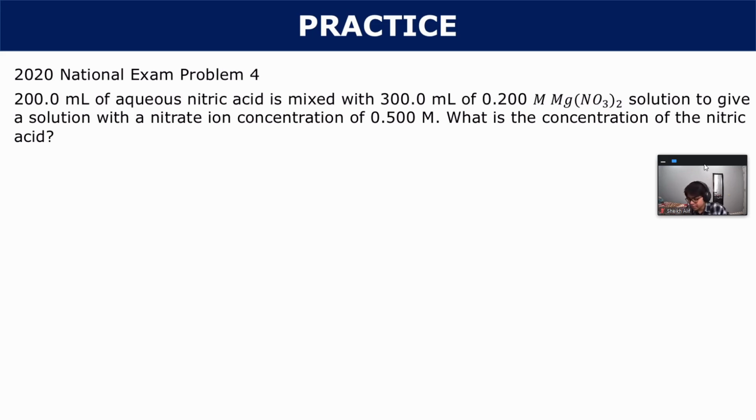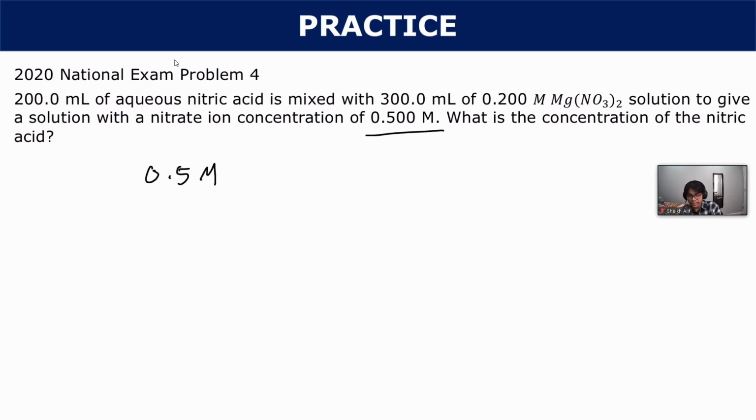200 milliliters of aqueous nitric acid is mixed with 300 milliliters of 0.2 molar MgNO3 solution to give a solution with a nitrate ion concentration of 0.5 molar. What is the concentration of the nitric acid? So in order to solve this question, we're going to need to break down the definition of molarity. So we know that the end molarity is going to be 0.5.